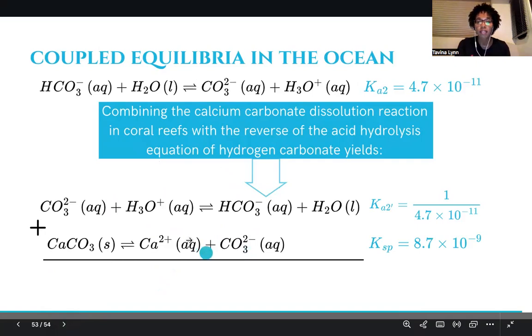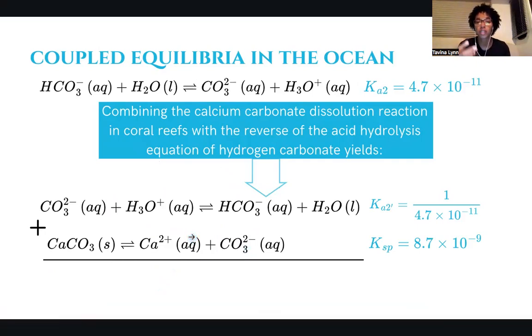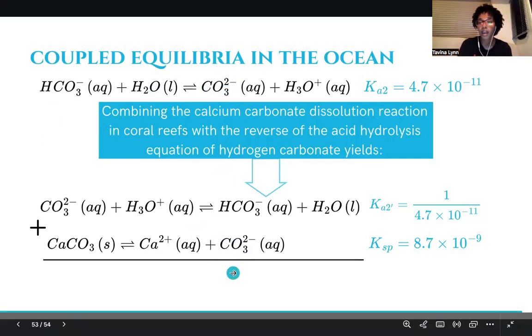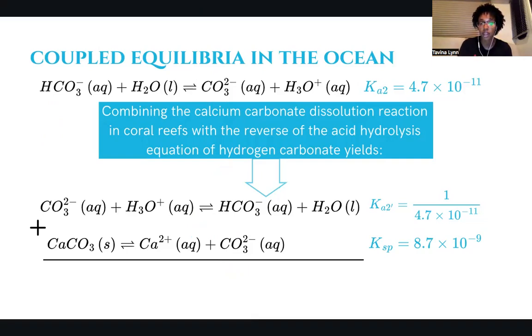Notice that the reason I'm doing this is to essentially combine these two reactions. But the reason that they couple together is because this CO2 in the atmosphere goes through these coupled equilibria in the ocean, right? These reactions in the ocean yield these carbonate ions. So it increases the amount of carbonate ions in the ocean.